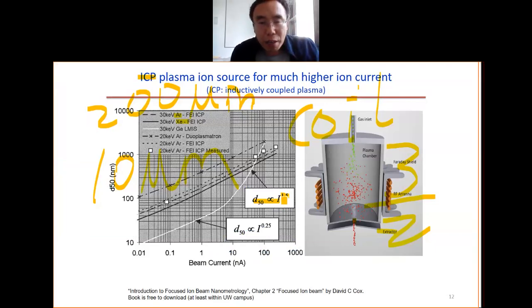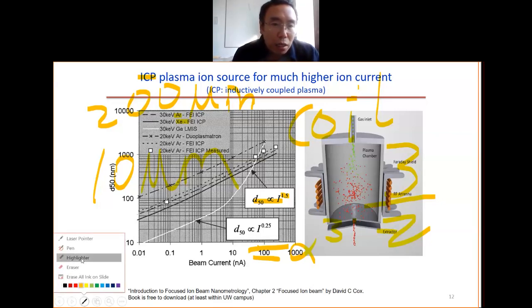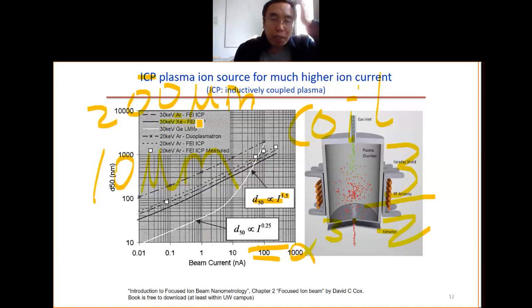So this is D50 over I to the power 1.5, equal to alpha cubed times a constant, because the current is proportional to alpha squared. So you can see we need a very high beam current. Then this is the liquid metal ion source. The white line is not as good as this solid line, the black solid line, which corresponds to the 30 kV xenon plasma source. You can see a smaller beam size for the larger beam current.